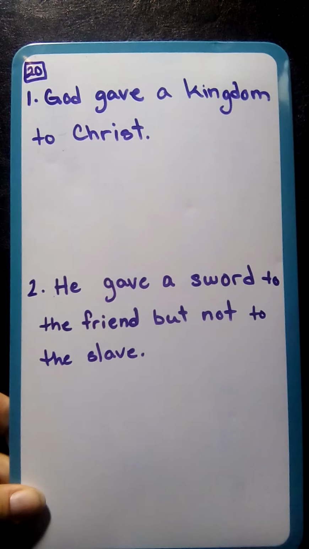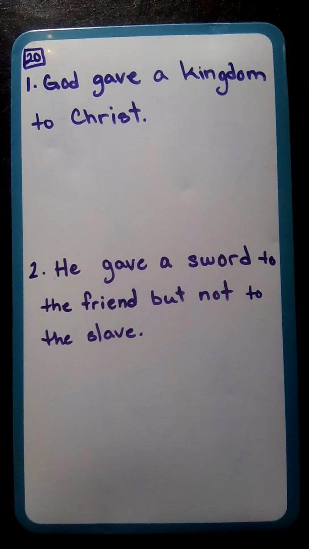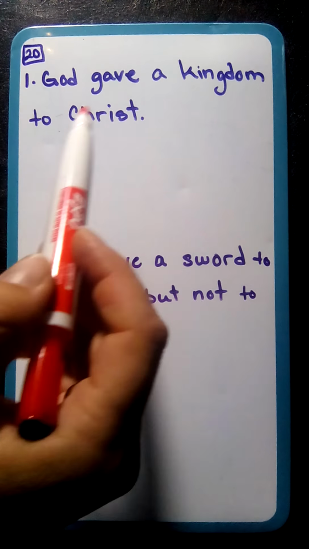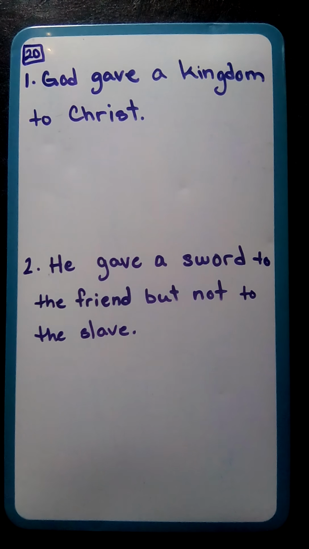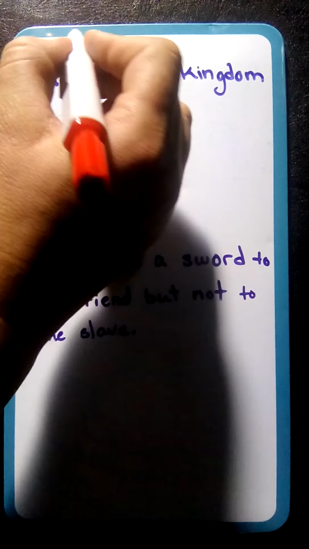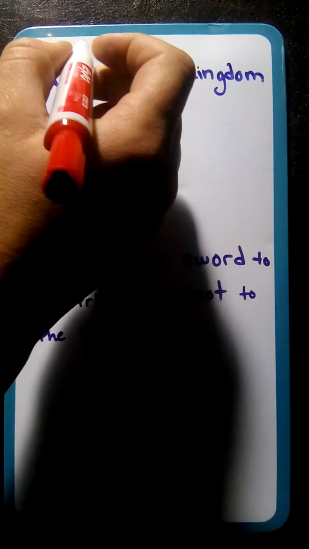As long as we're understanding that, it's okay. So next up, we are going to do Exercise 20. Exercise 20 tells us to translate, so we're going to be translating from English into Latin, starting with the sentence, God gave a kingdom to Christ. So who is the subject? Who is giving? God is giving. So God is our nominative. And is it singular or plural? It is singular.